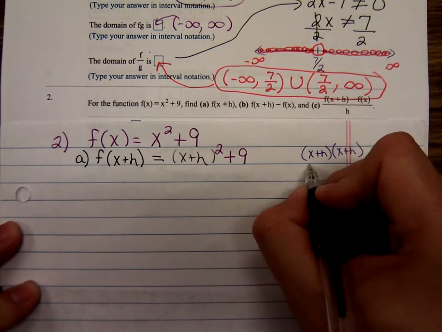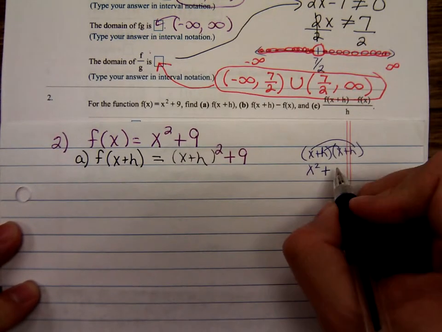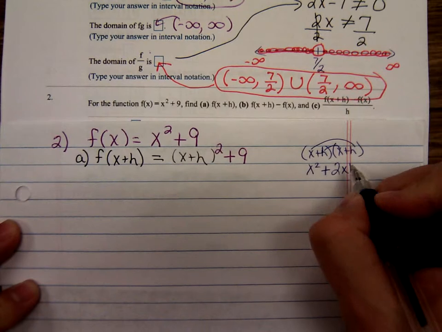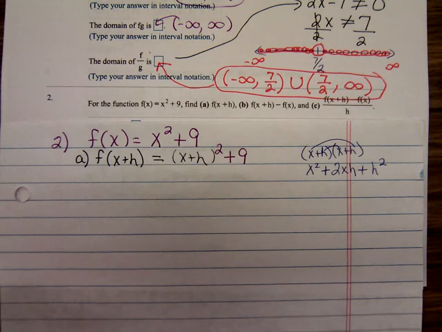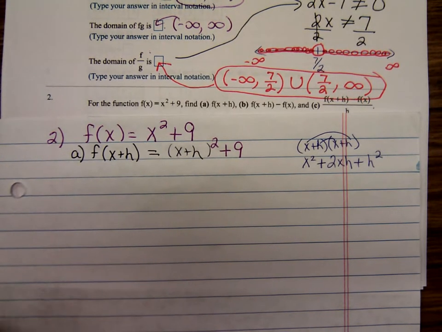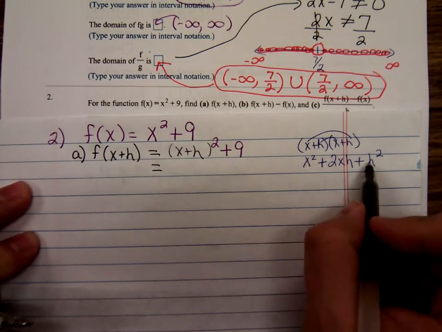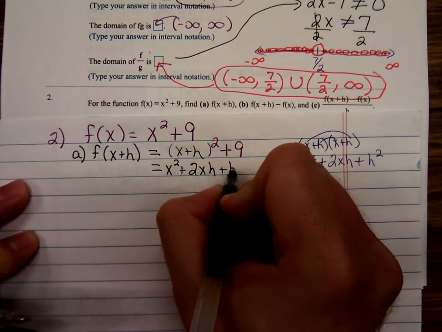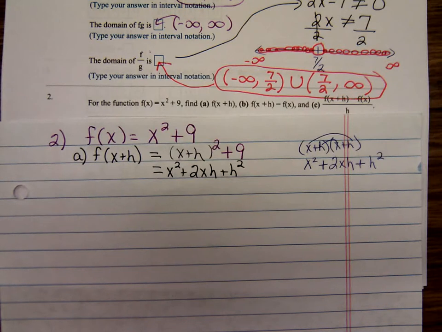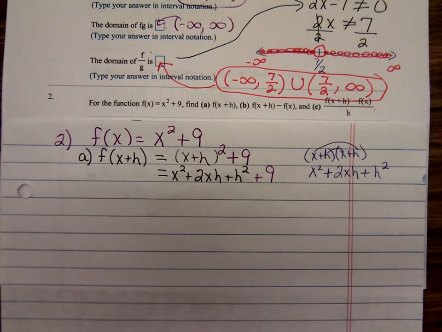It'd be x squared, the xh plus xh would be plus 2xh, plus h squared. So foiling out the x plus h squared, it'd be x squared plus 2xh plus h squared, and then a plus 9. That's f of x plus h.